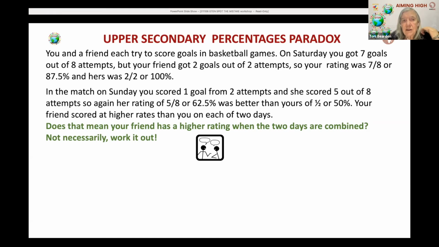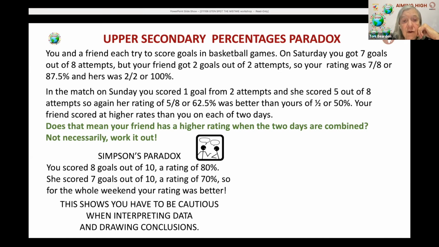Work it out. How many goals did you score over the weekend, and what was your rate of scoring? And how many did your friend score? And who did best overall when you take the whole weekend into account? I think what may have happened is that you got a surprise here and it didn't turn out as you expected. It's what's called Simpson's Paradox.